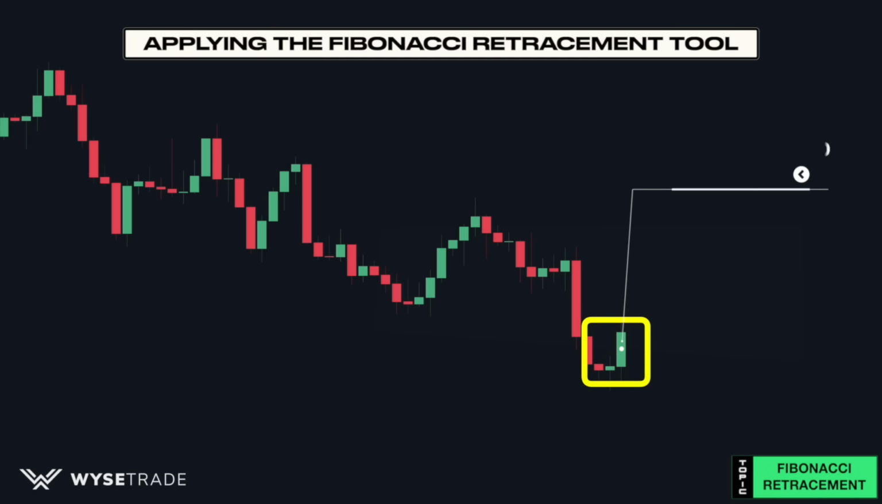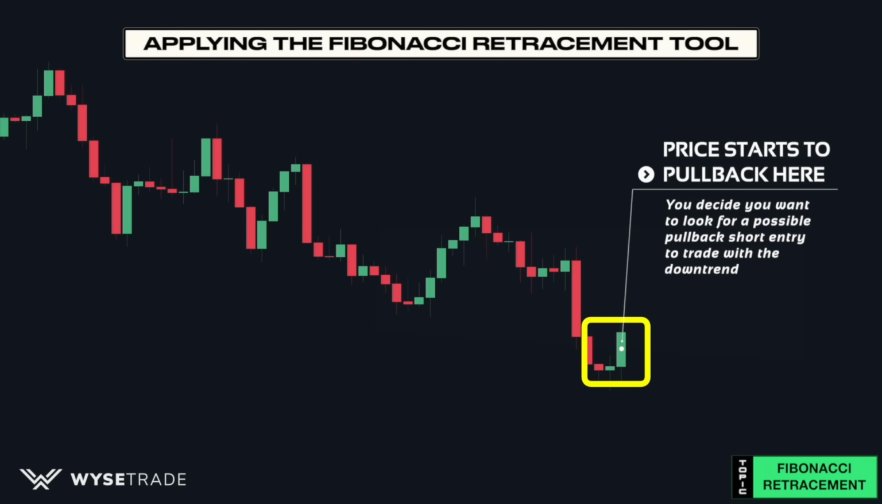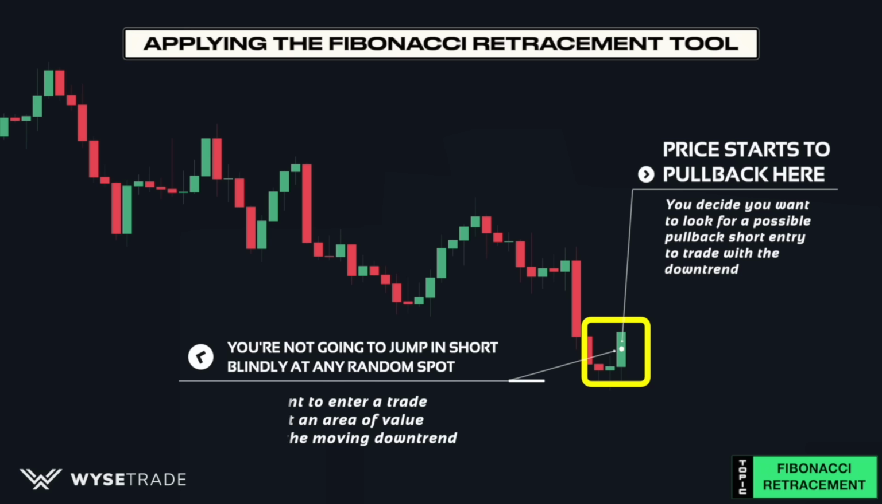Price starts pulling back right here, and you decide you want to look for a possible pullback short entry to trade with the downtrend. But you're not just going to jump in blindly at any random spot. You want to enter a trade setup at an area of value within the moving downtrend.